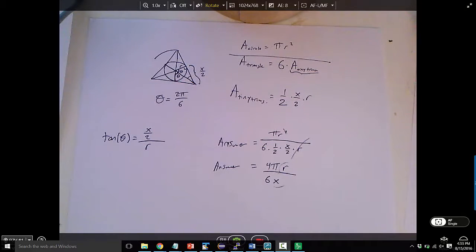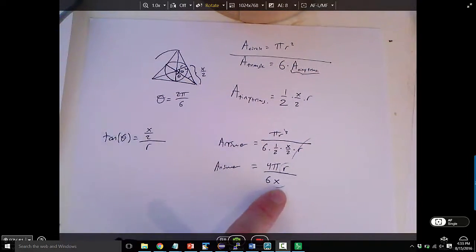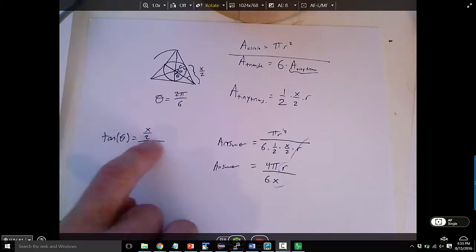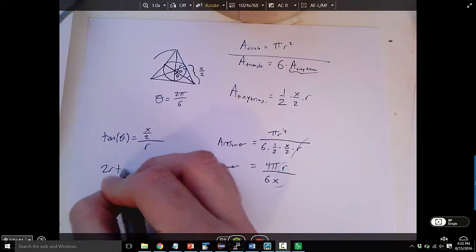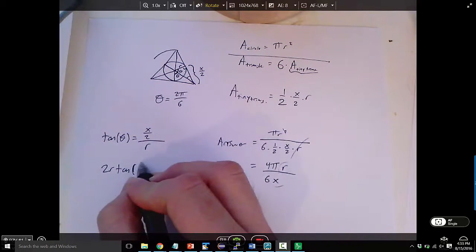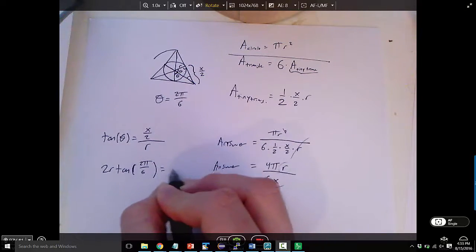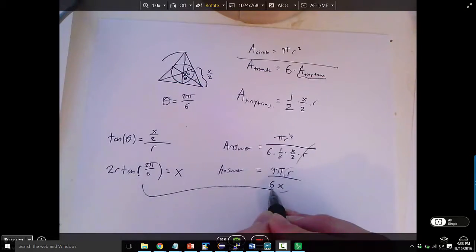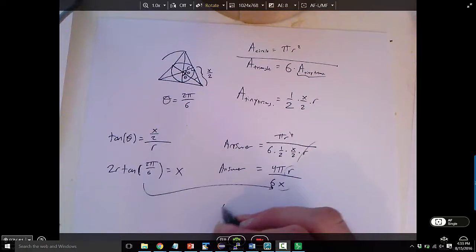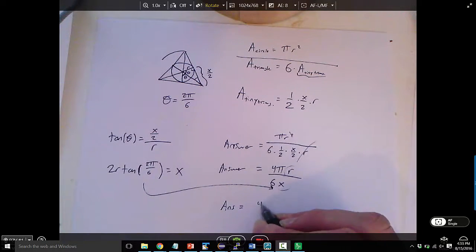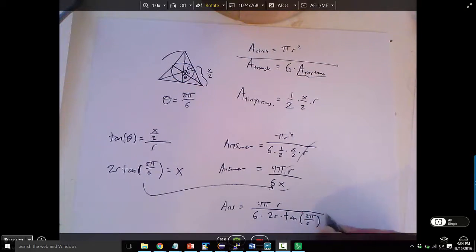So I think maybe I'm going to solve for x here. Let's isolate x in this equation so that I can substitute it in for the x down here, and then my r's will cancel. So I'm going to multiply through by r and then by 2. So I've got 2r tan theta, and remember theta was 2 pi over 6, equals x. Okay, great. So now I can substitute that in, and my final answer is going to be 4 pi r divided by 6 times 2r tangent 2 pi over 6.